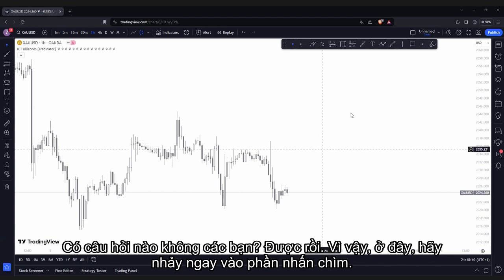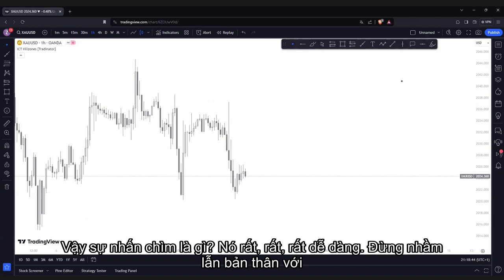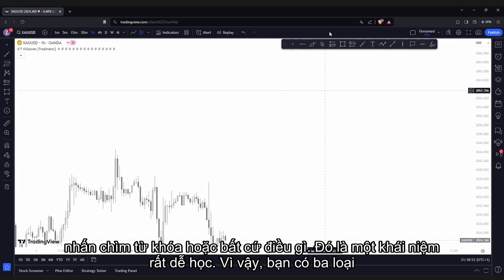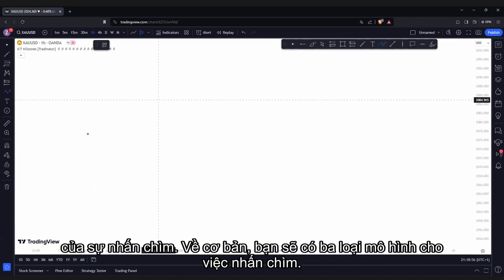Okay. So here, let's jump right into the engulfing. So what's the engulfing? It's very, very, very easy. Do not confuse yourself with the keyword engulfing. It's a very easy concept to learn. So you have 3 types of engulfings. You're gonna have basically 3 types of patterns for the engulfing.